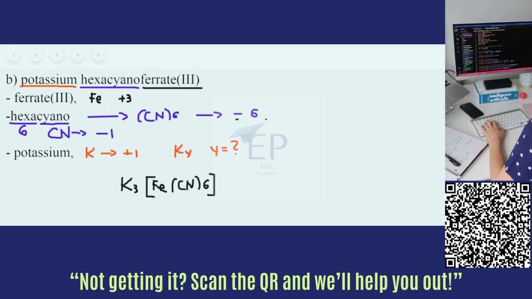Then in the square brackets, we write down the metal, Fe, with the corresponding ligands, CN 6 times. Now, we know that the CN6 has a total charge of -6. The metal has a total charge of +3. -6 plus 3 gives -3. Each potassium has a charge of +1, so we will need in total 3 potassium in order to balance the charge of the complex ion. Let's move to the next example.